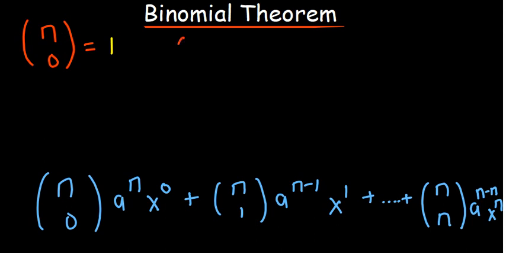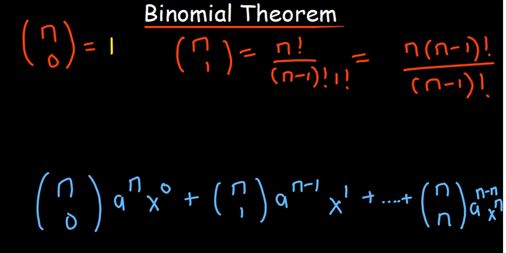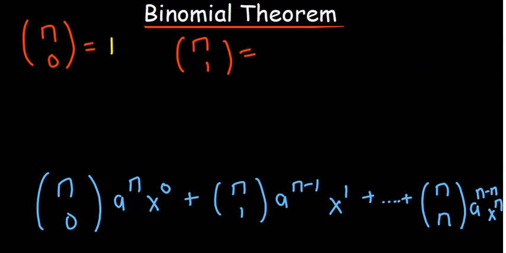Now the other part I want to talk about is n choose 1. This is the same as n factorial over n minus 1 factorial, and then 1 factorial. Of course 1 factorial is just equal to 1, so you have n. Now you can simplify that. It will be n times n minus 1 factorial, so that it can cancel out with the n minus 1 factorial on the bottom. So any value of n choose 1 will always be equal to n.